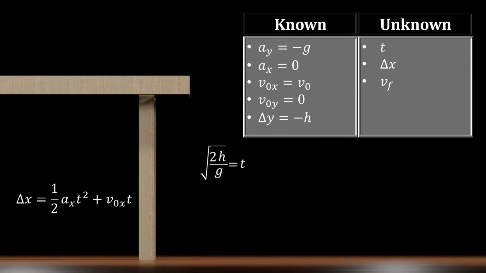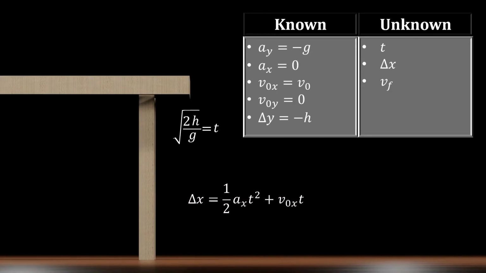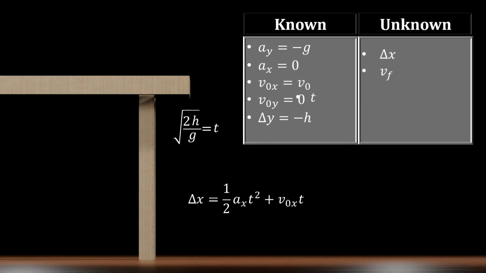Now we can try solving for the horizontal distance, delta x. It's important to note that since we found the time, we can count it as a known value. This lets us pick the delta x equation because we now have everything we need. The x acceleration is 0, so this term goes away. The initial x velocity is v0, and time is the quantity we found in the last equation. If you calculated a numerical value for t, you can use that here instead. So, delta x equals v0 times the square root of 2 times h divided by g.